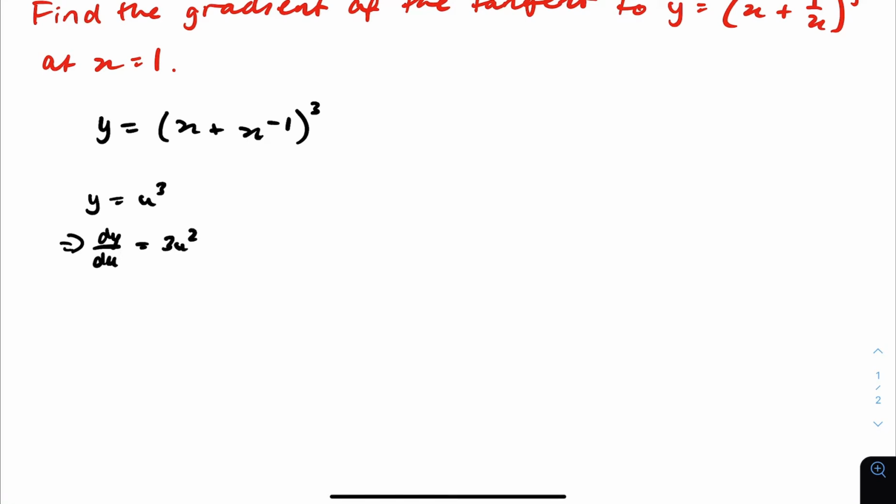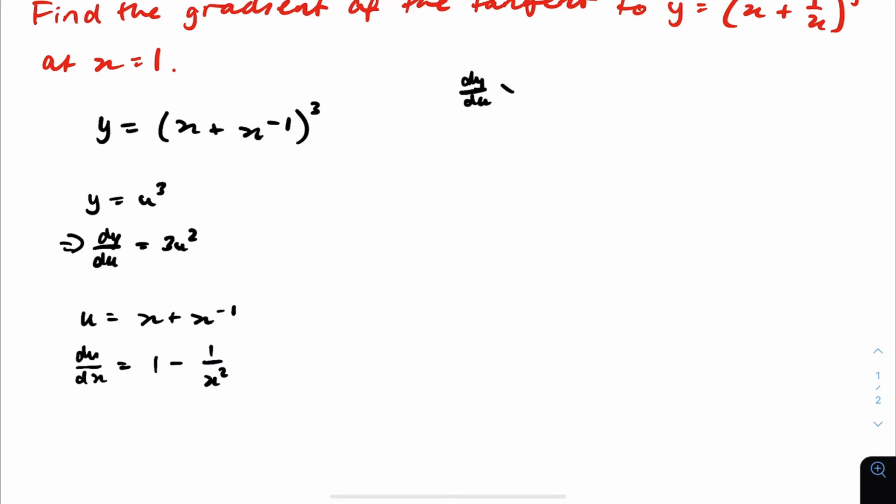Now, let's also imagine that u is equal to x plus x to the power of negative 1. Well then, du over dx would be 1 minus 1 over x squared, because it's 1 minus x to the power of negative 2, which is 1 minus 1 over x squared. And if we multiply dy over du by du over dx, the du's cancel out. We get dy over dx, which is essentially what we want to find.